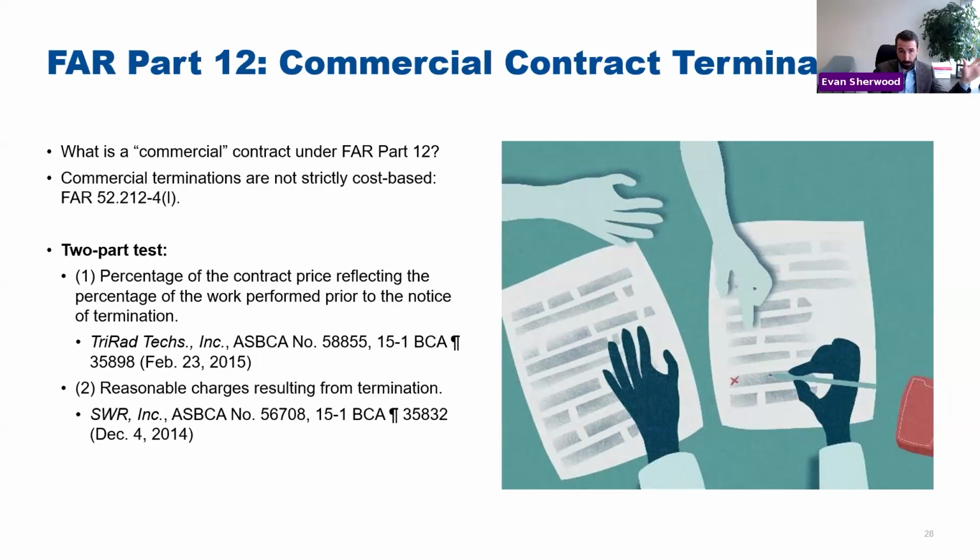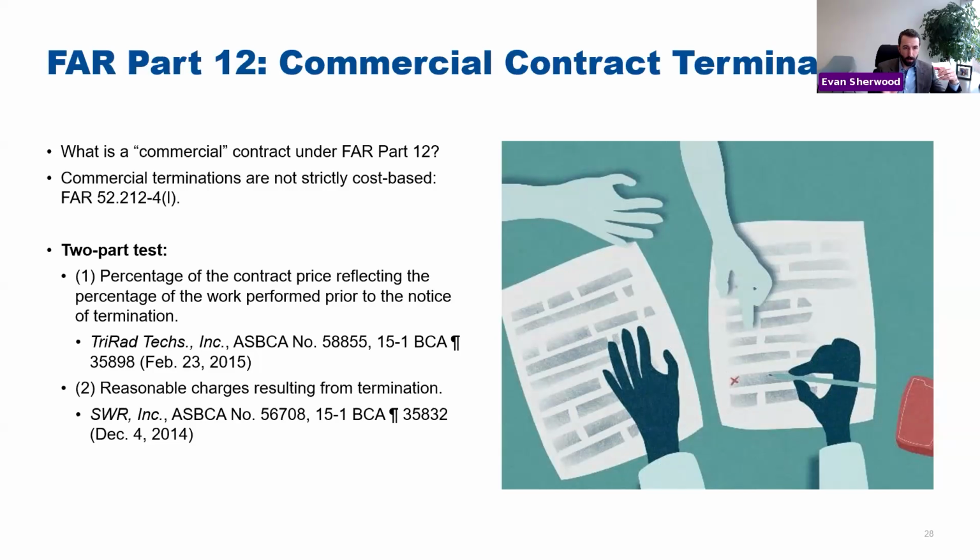As I imagine many folks on the line know and are familiar with, FAR Part 12 provides streamlined regulations and rules for when the government is acquiring products or services that qualify as commercial. There's a multi-part definition of what qualifies as commercial, but at a very general level, it's talking about products or services that are offered to the commercial marketplace, that are actually sold to the commercial marketplace, excepting perhaps some minor adjustments or improvements.